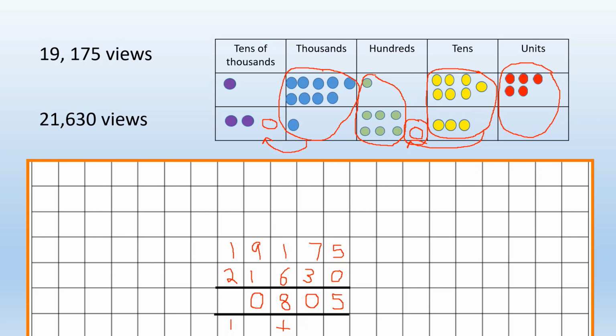And the last one, we have 1 ten thousand here, another 3 down here. We had an extra 1 that we carried, so that's 40,000 altogether. So the answer is 40,805.